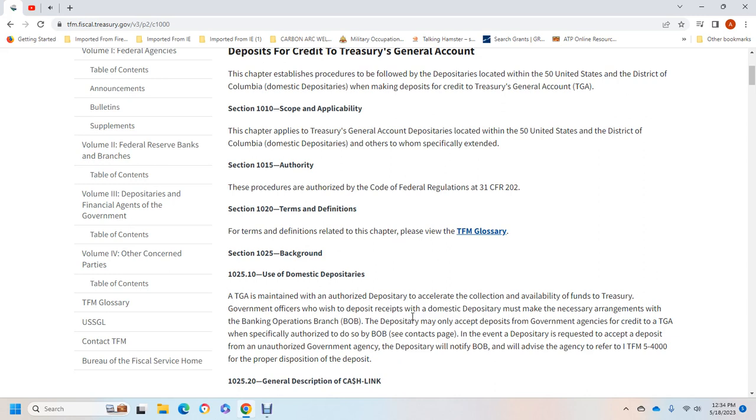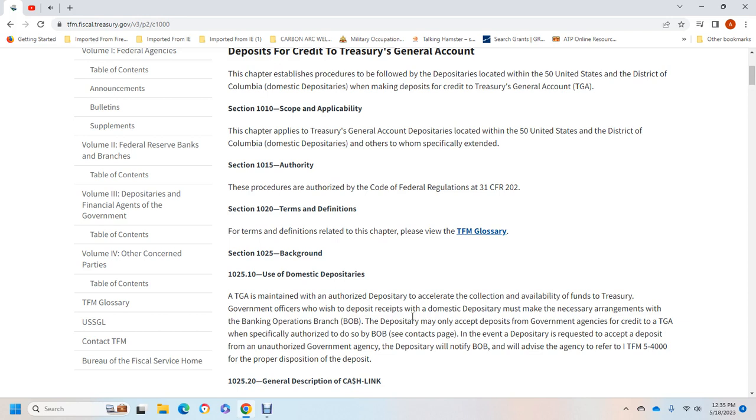Treasury guidance: the Treasury General Account is maintained with the authorized depository, accelerated with the collection ability of the funds to Treasury. Governmental offices who wish to deposit receipts with the domestic depository make the necessary arrangements with the banking operations branch. Depositories may only accept deposits of government agencies for the credit of the Treasury General Account with a specialized authorization with the banking operations branch.